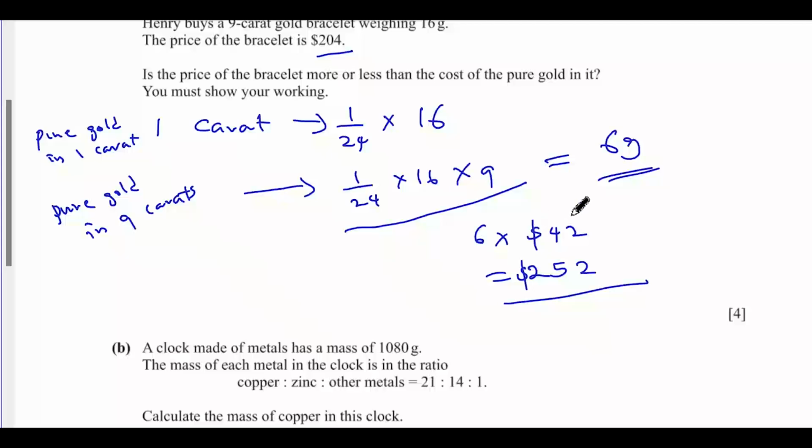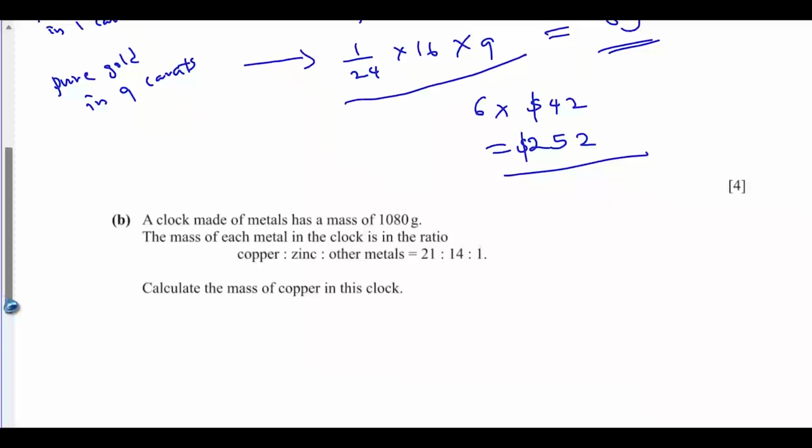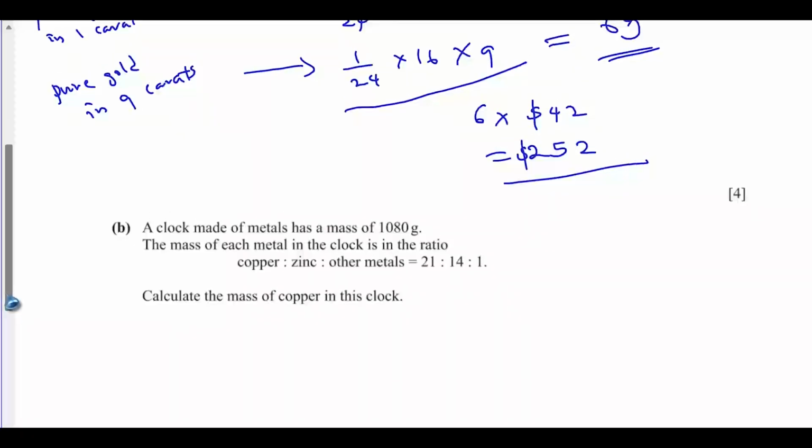Okay, so now we can decide: is the price of the bracelet more or less than the cost of the pure gold? It is less than, so the price of the bracelet is less than the cost of the pure gold in it. So that is the conclusion. The pure gold is more expensive than the bracelet.